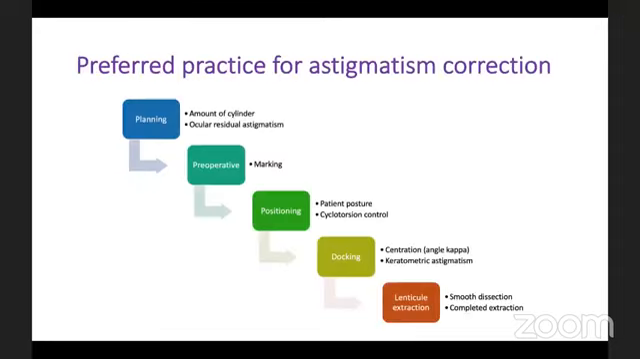Basically, when we perform SMILE, we would have this preferred practice. For planning, we look at the amount of cylinder that we want to correct and the ocular residual astigmatism, and we want to perform corneal preoperative marking, position the patient well, and do cyclotorsion control. During docking, we want to assess the angle kappa and keratometric astigmatism, which can help to improve the accuracy. And of course, during the surgery, we want a smooth dissection and also a complete extraction.